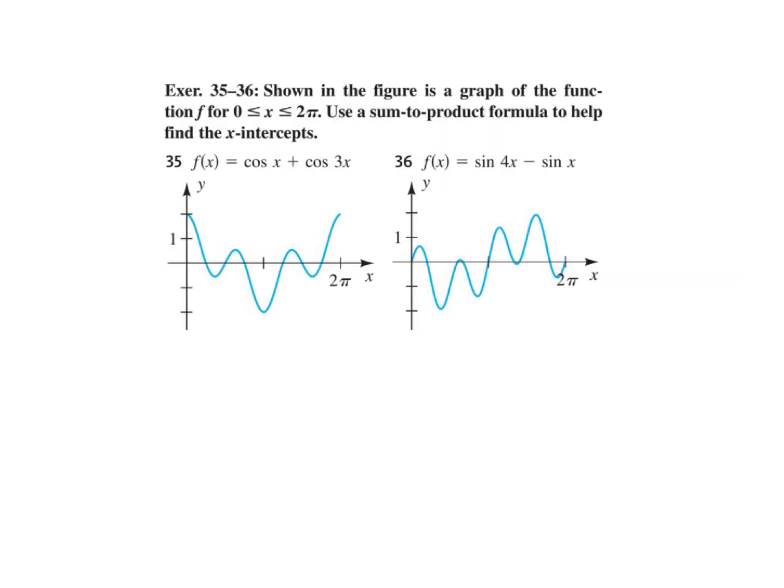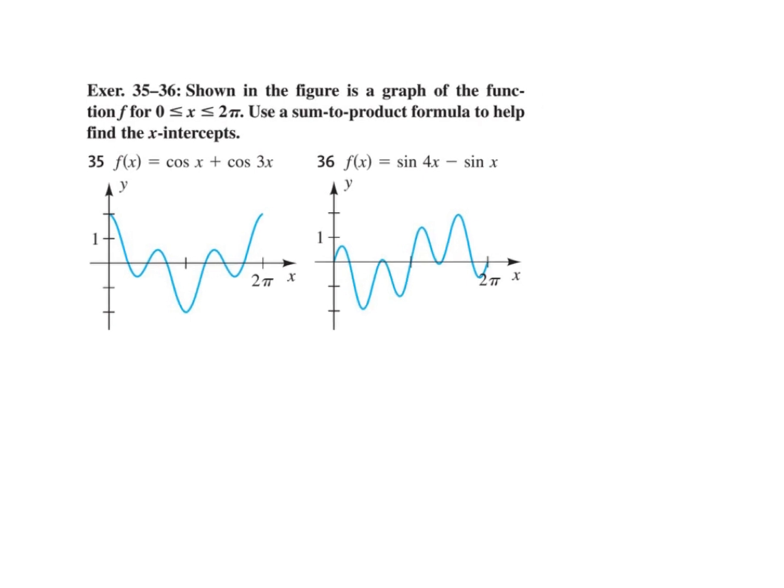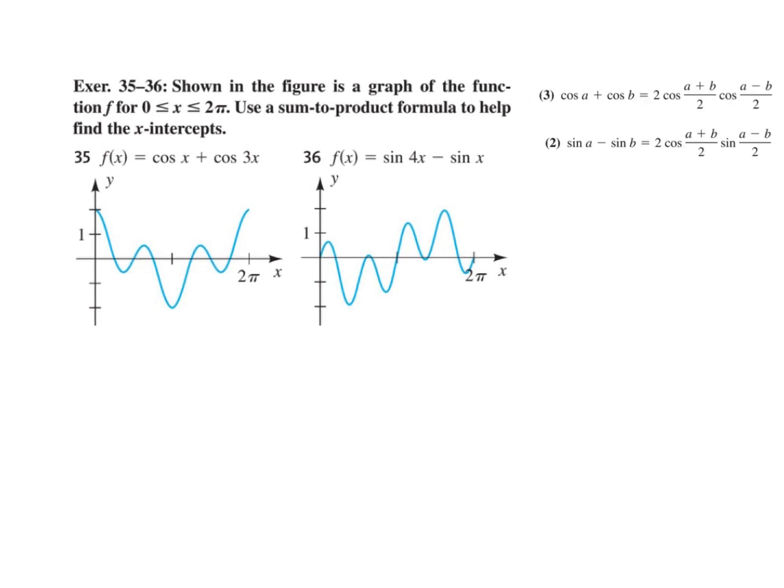Okay, shown in the figures is a graph of the function from 0 to 2 pi. Use a sum to product formula to help you find the x-intercepts. All right, so let's put the sum to product formulas up here to the right. It wants us to use the sum to product formulas to help us find the x-intercepts. The x-intercepts are where the equation equals 0. So it's the same thing we've been doing, just understanding that's what it's asking for.